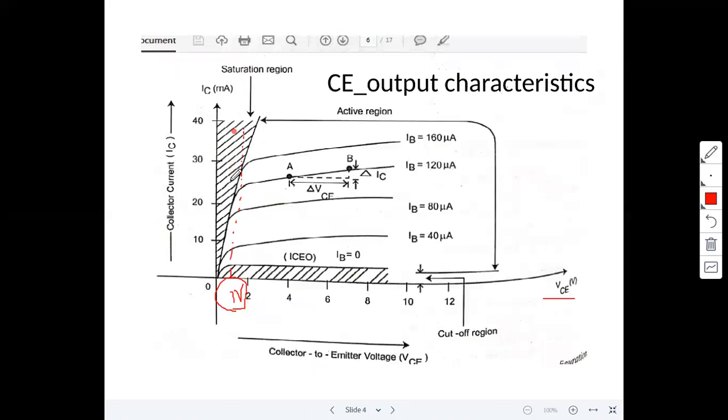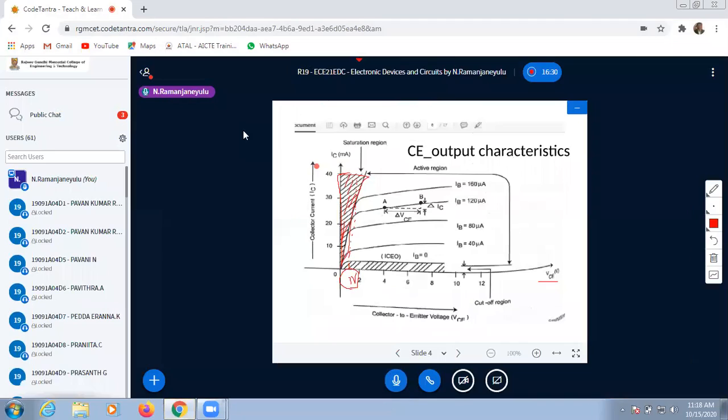This is the case. When VC is very small, in this region the transistor acts in the saturation region. Saturation region means both the emitter junction and the collector junction are in forward bias.